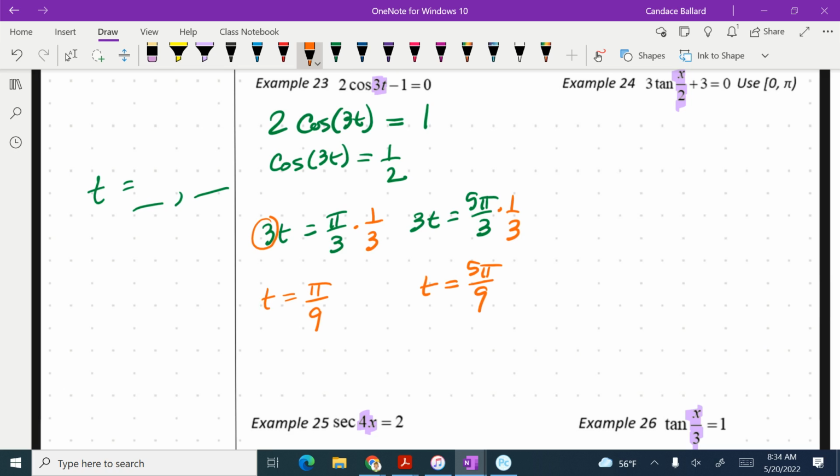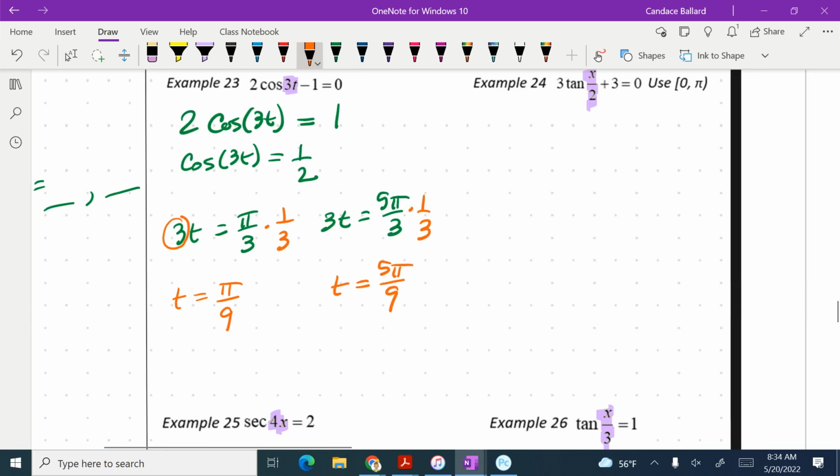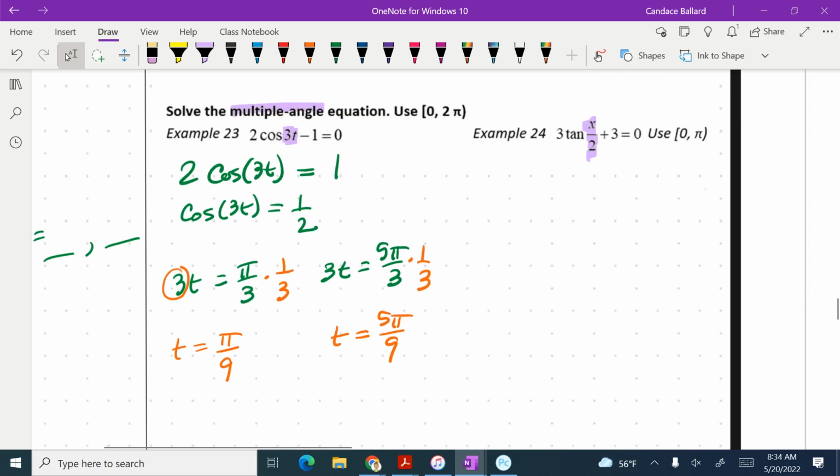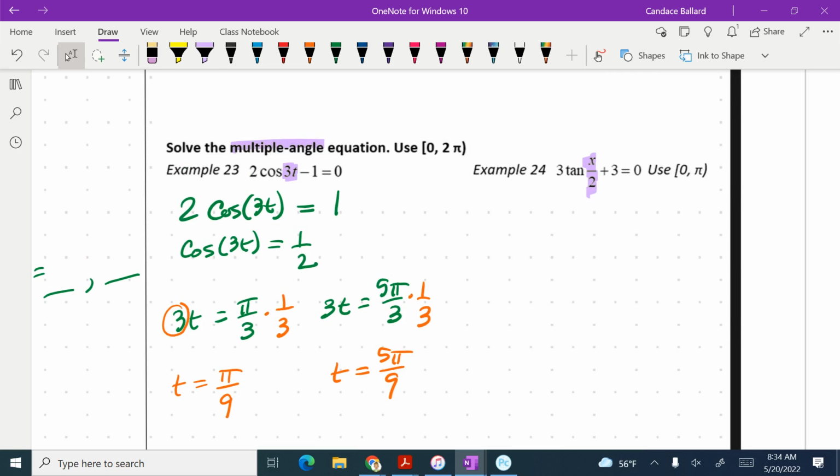All right, let's try it again together with number 24, okay? This one says it's just 0 to pi, so we don't need to go beyond the first half. All right, what are we going to do first with the 3? Subtract it. So I'm moving that 3 over by subtraction. So I've got tangent of x over 2 equals -3.